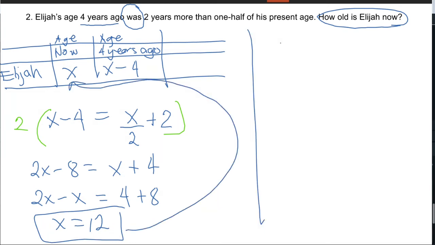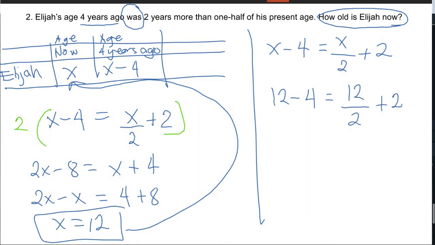So we will check if our answer is correct by substituting the value of x to our equation. x minus 4 is equal to x divided by 2 plus 2. So the value of x is 12. 12 minus 4 is equal to 12 divided by 2 plus 2. Then we will get 8 is equal to 6 plus 2, and 8 is equal to 8.